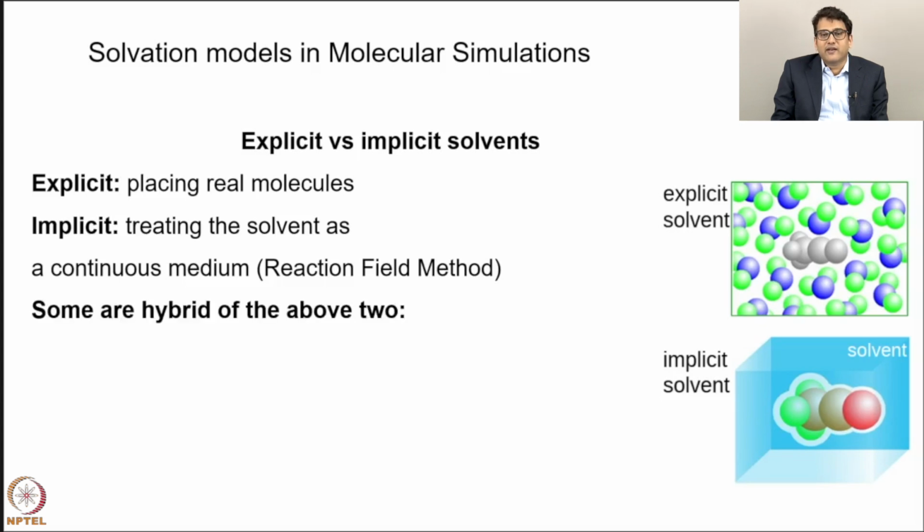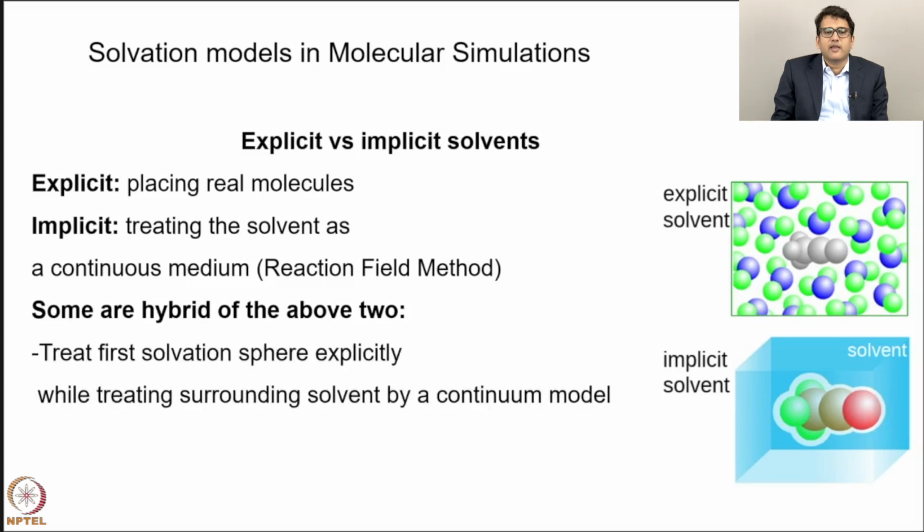Now, there may be a third category which can give you a compromise between the two. We will discuss the problems and advantages of explicit and implicit solvation, but there can be a hybrid kind of approach which gives you a treatment in between the explicit and the implicit treatment. In the hybrid treatment, you have explicit solvation for the first solvation sphere, because we have discussed that the first solvation sphere is where the most important things happen, and take care of the long range effect by treating the surrounding solvent with a continuum model.